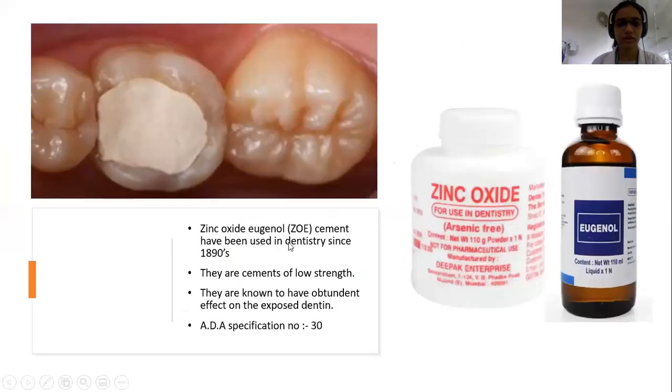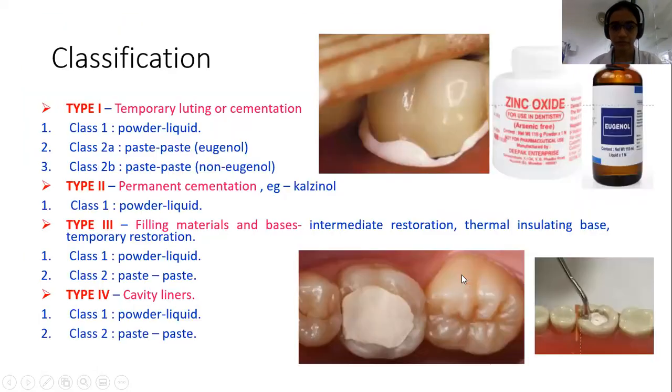Zinc oxide eugenol cement has been used in dentistry since the 1890s. They are cements of low strength. They are known to have an obtundent effect on the exposed dentin. The ADA specification for zinc oxide eugenol is number 30. Zinc oxide eugenol is used as a temporary luting and as a temporary restorative material. So here you can see a zinc oxide eugenol temporary restoration in a root canal treated 6.